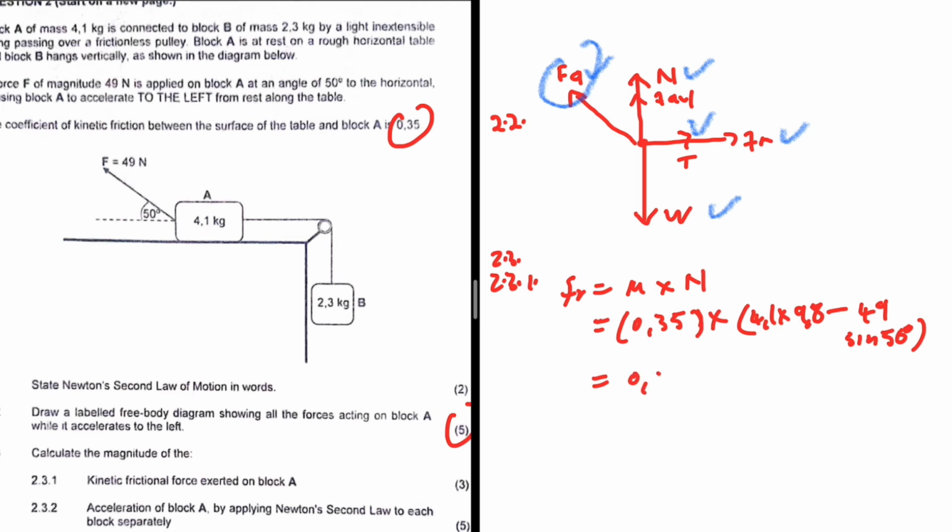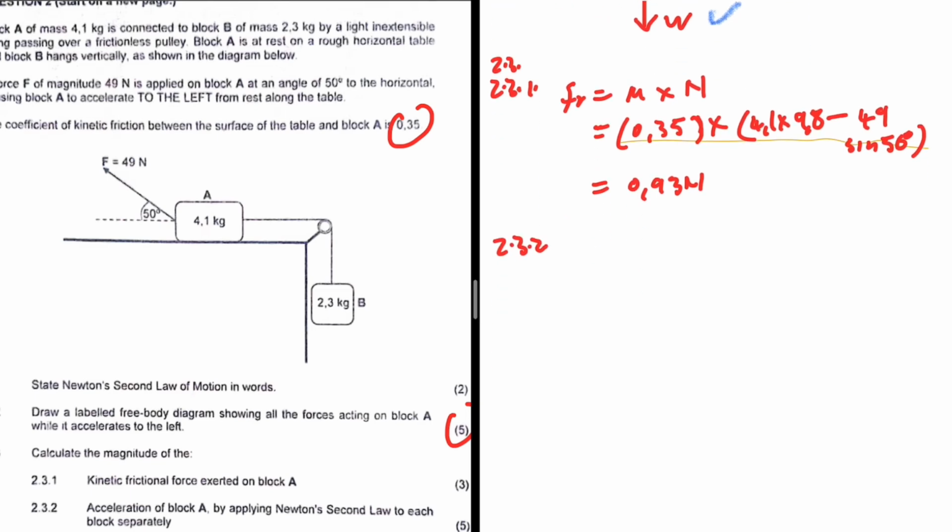0.93. So 0.93 newtons. We're only interested in the magnitude, no need for direction. So there we go. That is 2.3.1. But what about 2.3.2? What does the question say?